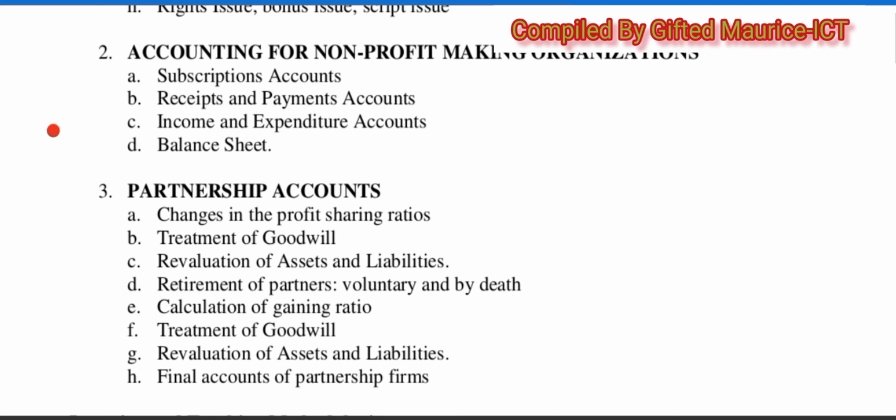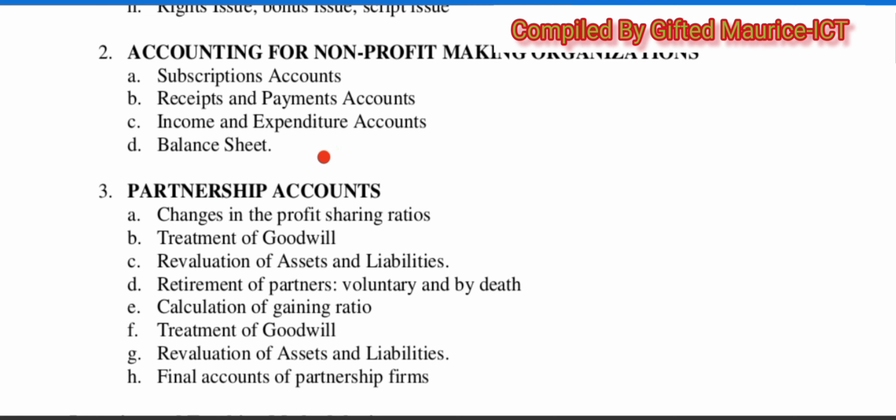And then we have the balance sheet. Of course, this is more or less the same because it will be showing the assets and liabilities of the entity. So the non-profit making organizations, be they churches, non-governmental organizations, that is NGOs, charitable organizations, membership clubs, and etc., will prepare final accounts of non-profit making organizations. So that will be our topic number 2.